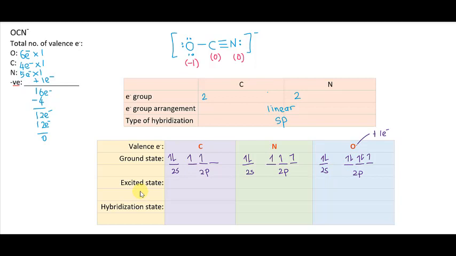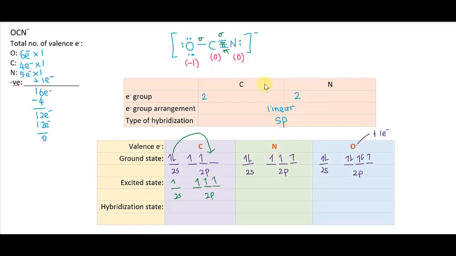At excited state or promotion of electron, for carbon, have a look at the Lewis structure again. For a single bond, we have a sigma bond. For the multiple bond, we have 1 sigma and 2 pi bonds. So for carbon, we need 4 single electrons. At ground state here, we have only 2 single electrons. So we need to promote one of the electrons from the 2s orbital into 2p. So at excited state, now we have 4 single electrons.